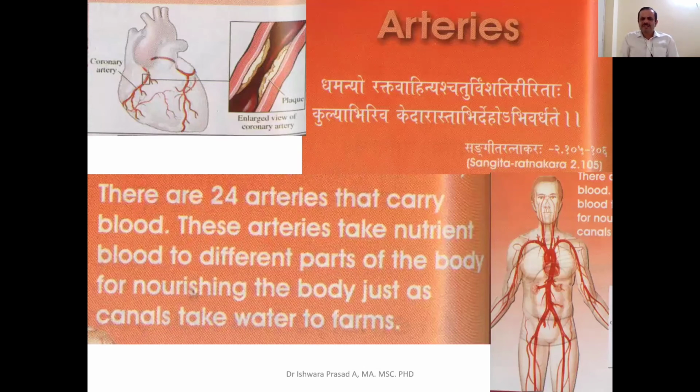Then in Sangeeta Ratnakara, we have the information about the arteries. It is mentioned, Dhamanyo raktavahinyah chaturvimshatiritaha, pulyadhiriva kedarastadhirdeho vivardhate. There are 24 arteries that carry the blood. As per Sangeeta Ratnakara, these arteries take nutrient blood to different parts of the body for nourishing the body, just as canals take water to farms.